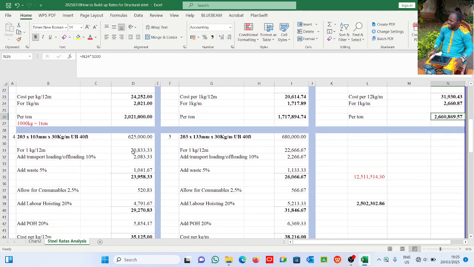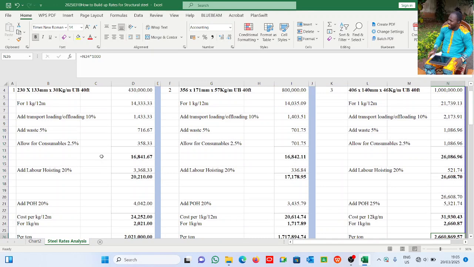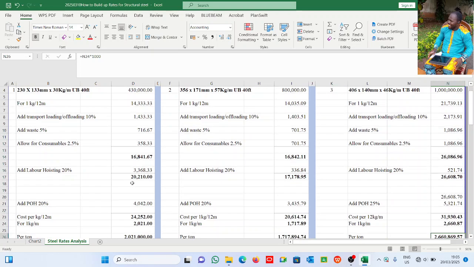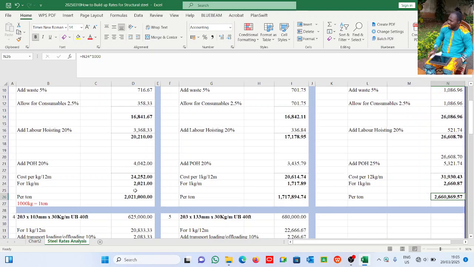Of course, if you see what I have here, I didn't allow for painting and accessories. I made these, they are measured separately, so I priced them separately. If you want to allow for it here, 2.5% for accessories, 2.5% painting. If you want to allow it in your rate analysis sheet, 2.5% accessories, 2.5% painting. All right, I hope that is clear.